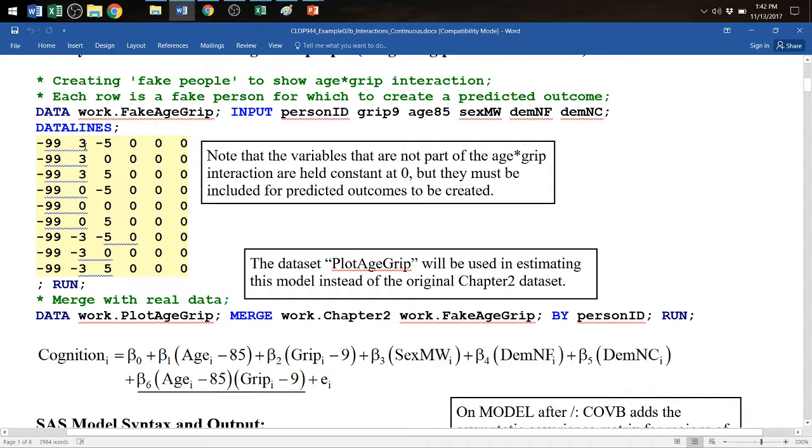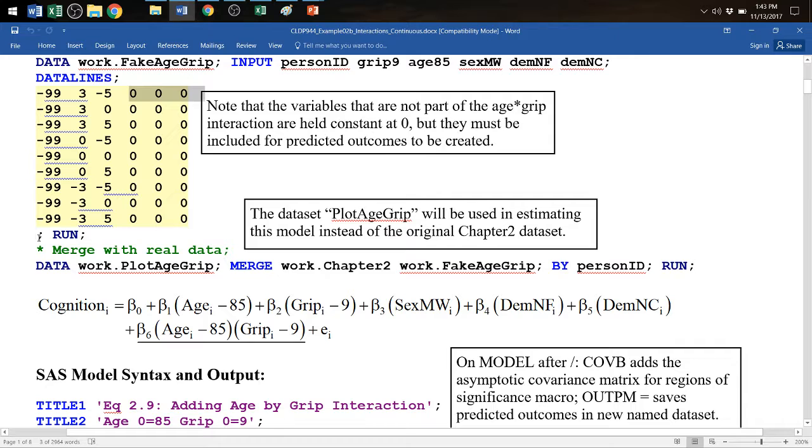So I looked up the standard deviations of these variables, and I centered them accordingly to have values of low, medium, and high. So for grip, for instance, I have a strong person here who's 3 units above the mean, an average person who's at the mean, and a weak person who's 3 units below. I did the same thing with 5-year increments for age. And the last 3 variables are for my dementia variables. These are dummy codes, or excuse me, this one's for gender, these 2 are for dementia. This example is really just focusing on age and grip for right now. So I zeroed out everything else so that these predicted values would logically apply to men who do not have dementia.